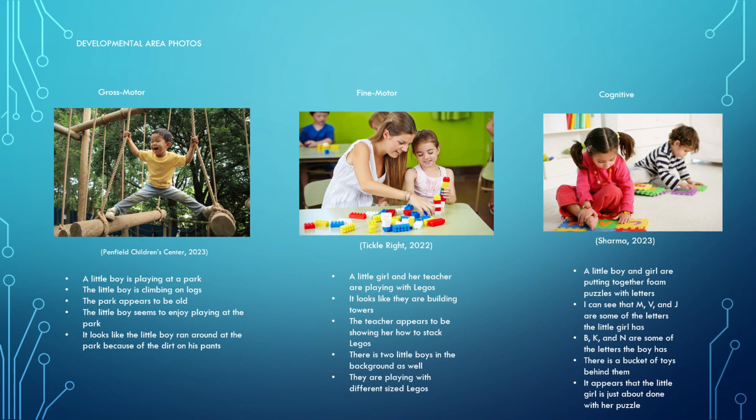The third picture represents cognitive development, and it's a picture of a little boy and a little girl. They're playing together with foam puzzles that have letters in the middle of them. I can see the letters M, V, and I are some of the letters that the little girl has, and B, K, and N are some of the letters that the little boy has. And there is a bucket of toys behind them. It appears that the little girl is just about to be done with her puzzle.